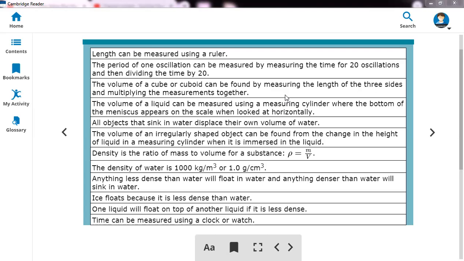For volume, we measure two kinds of objects: those that have a regular shape and those that have an irregular shape. Regular shape means they have definite length, width, and height. Irregular objects don't have these three things. When we measure the volume of a regular shape, we measure length, width, and height, then we multiply. This is easy. But for the irregular shape, we use a liquid, water, and a measuring cylinder.